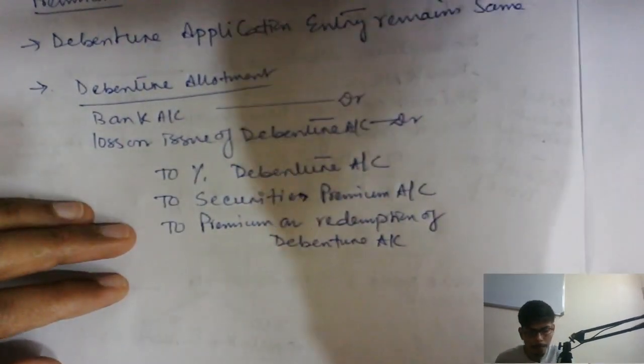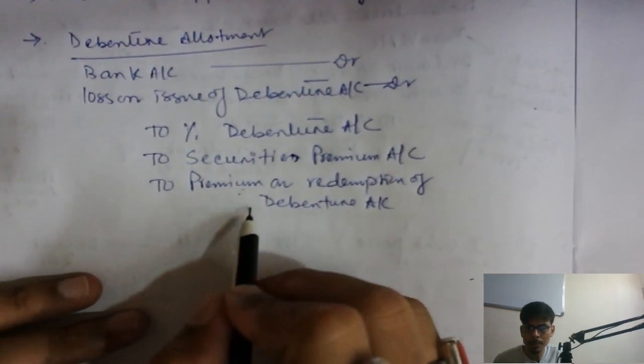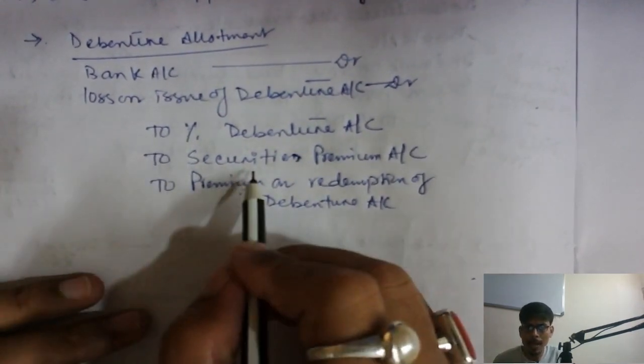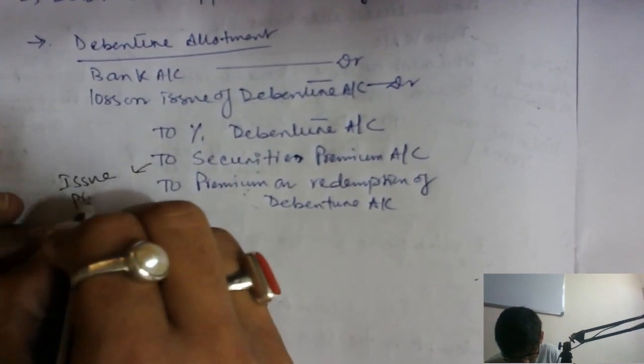Now write, you know that this is the maturity premium, correct? This is the redemption premium and this is the issue premium, you can write, please, issue premium.